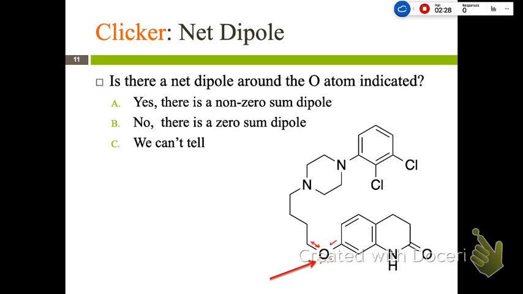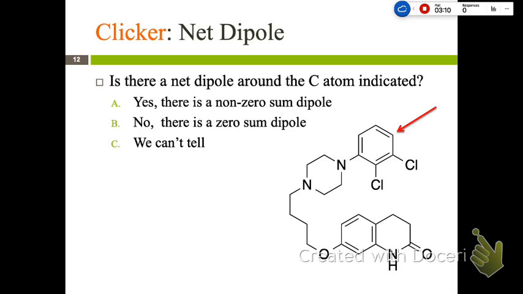Oxygen is more electronegative, so we could draw it like that. And then we know it's bent, so we'd say that that adds up to not 0. So the answer is yes, there is a net dipole. This is a polar molecule. All right, let's do the same thing for the next one.